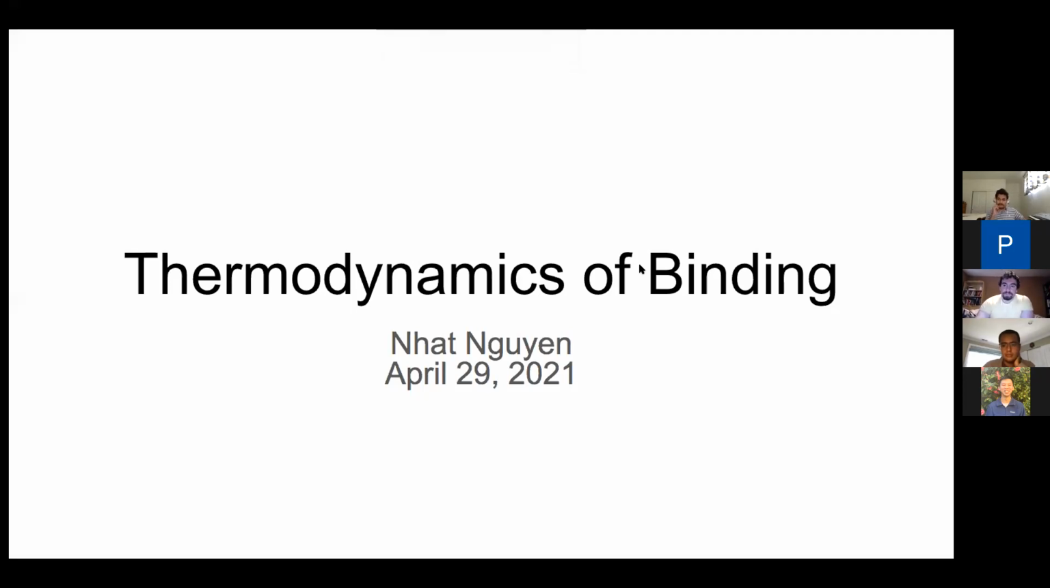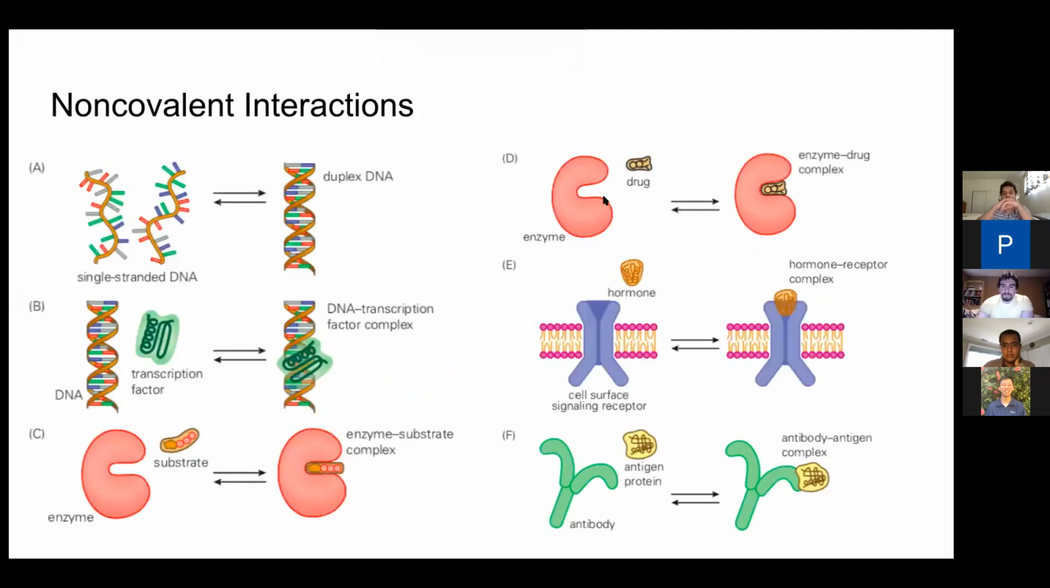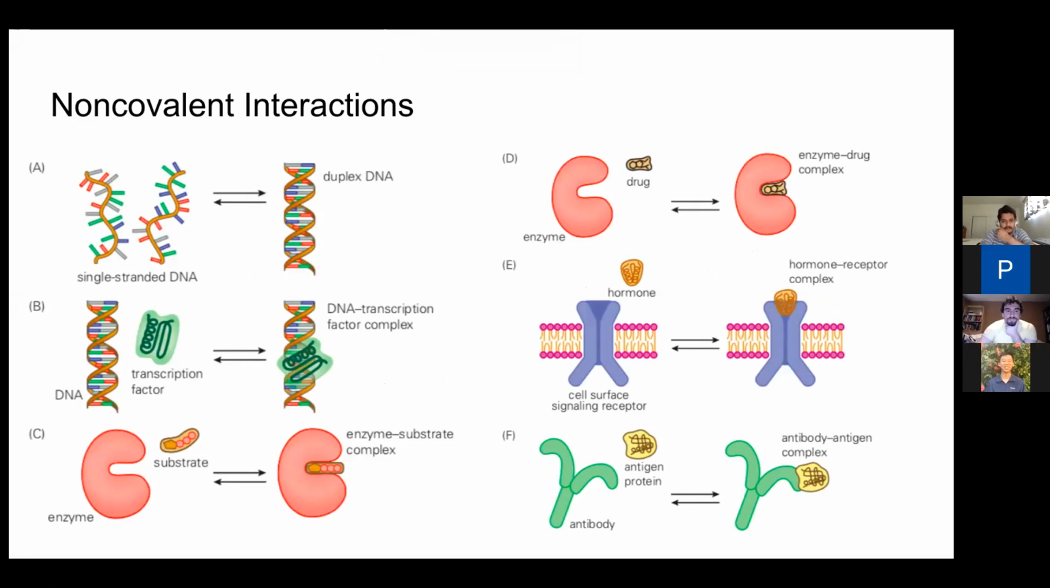So today I'm going to be talking about the thermodynamics of binding. Before I go into the more quantitative stuff, I just want to go over why we study the thermodynamics of binding. In biology, by far the most important interactions are non-covalent interactions: the interactions between the two strands of DNA, protein recognition of DNA, enzyme substrate recognition, or hormone receptor binding. All these things are governed by non-covalent interactions because they're strong enough for biological function, but weak enough that there's an equilibrium between bound and unbound protein or DNA or whatever it is you're studying.